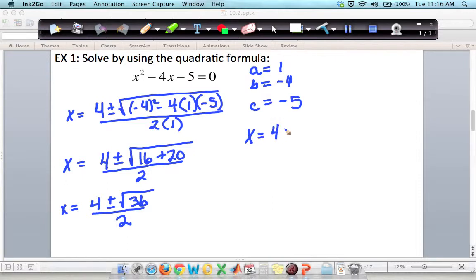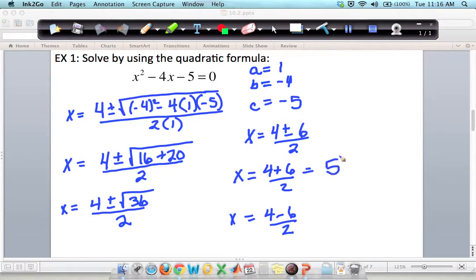So 4 plus or minus 6 over 2. Because the radical's gone, I need to solve these two answers. So 4 plus 6 over 2 and 4 minus 6 over 2, because this can be simplified. This is 10 over 2, which is 5, and this is negative 2 over 2, which is negative 1. So your two solutions are 5 and negative 1.